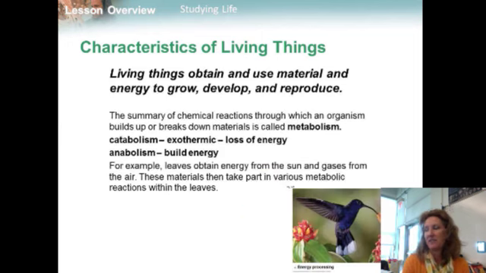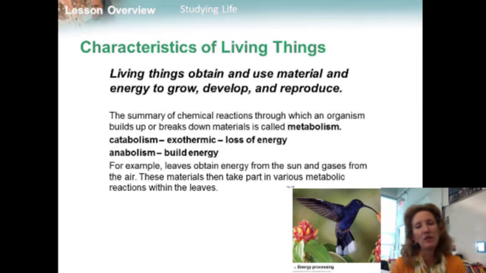Next characteristic of living things is they obtain and use material and energy. Organisms must take in materials and energy to grow, develop, and reproduce. Metabolism is the combination of chemical reactions through which an organism builds up or breaks down materials. There are two types of metabolism. Catabolism, which is exothermic, which means it gives off energy, and anabolism, which is a building up of energy. I just want you to be familiar with those two terms. You'll probably be seeing them again, and we'll be discussing those a little more in class too.